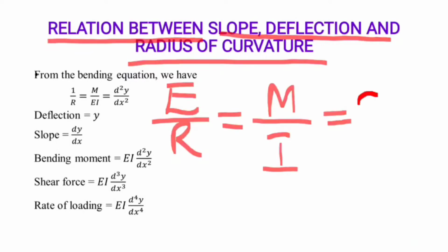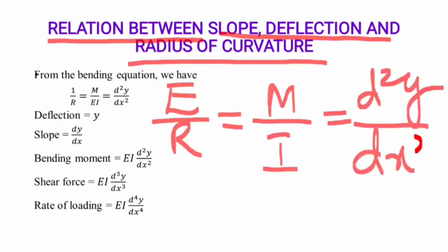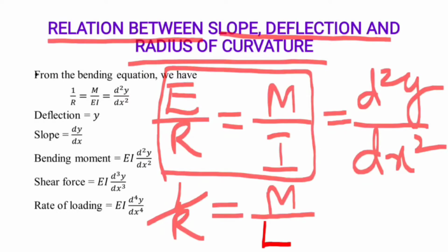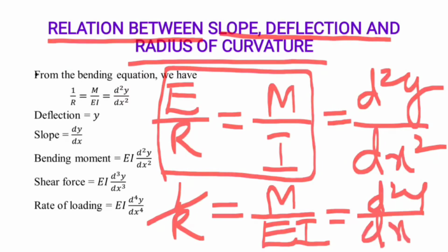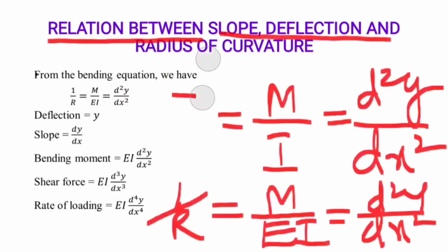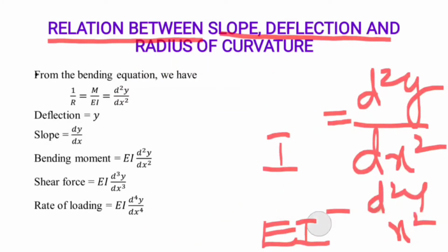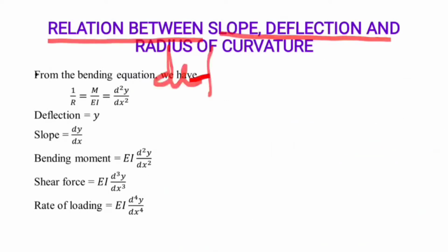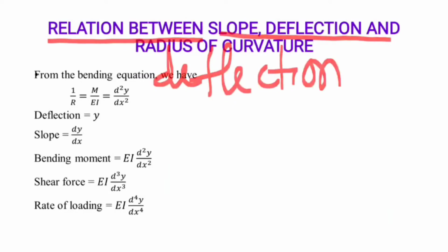In this case, I consider E by R is equal to M by I is equal to d square y by dx square. If I rewrite the terms in the formula, it gives 1 by R is equal to M by EI is equal to d square y by dx square. I tell you the deflection is denoted by the letter Y. That is, the deflection is equal to Y.